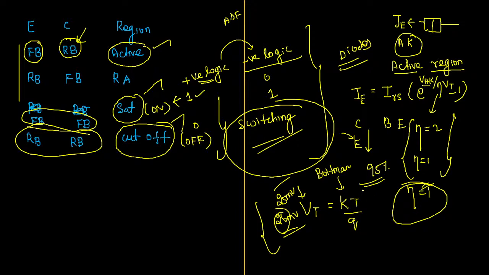That constant value will be given. And T is the temperature in Kelvin. That will also be given. q is the charge of one electron. So after giving all these values, you can easily identify the value of Vt also.